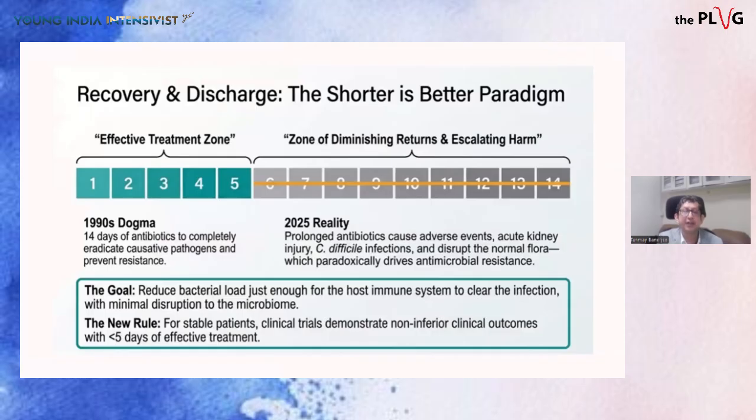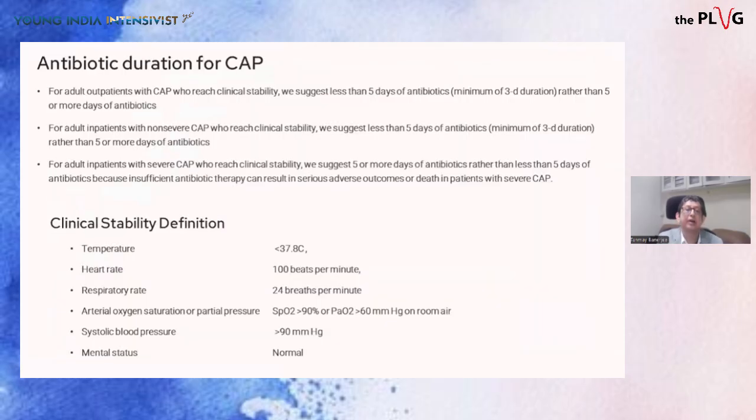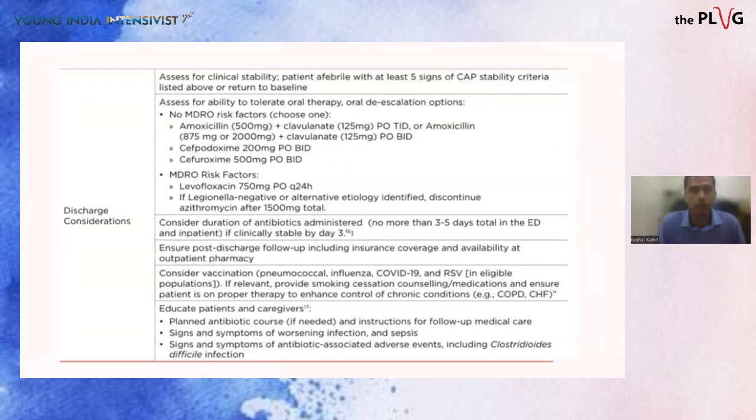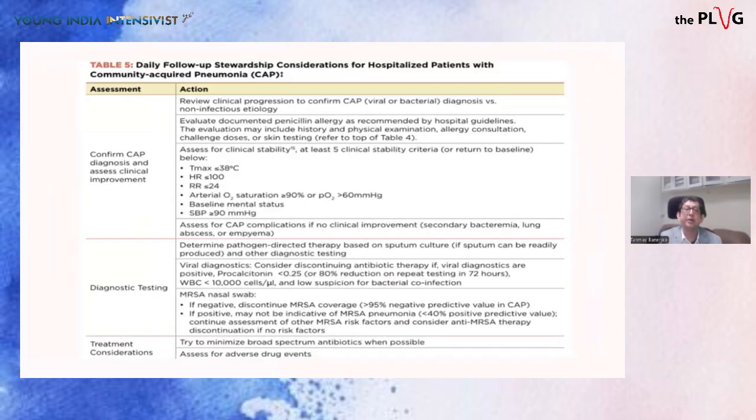I'll just finish with my last slide, which is about how to consider discharge and what to monitor when you're seeing those patients. So every day, assess for clinical stability. At least 5 clinical stability criteria need to be assessed. That is whether the patient is febrile, whether the patient is tachycardic, tachypneic, respiratory rate more than 24 or not. Is the saturation more than 90% with a PO2 of more than 60? What is the baseline mental status and what is the blood pressure? Is it stable? Those are the 5 things you have to assess and monitor when you do daily rounds.